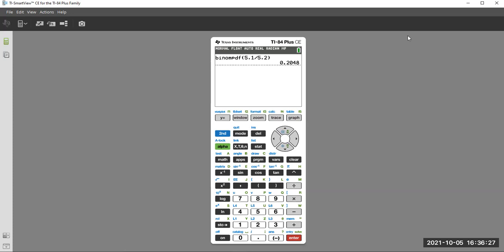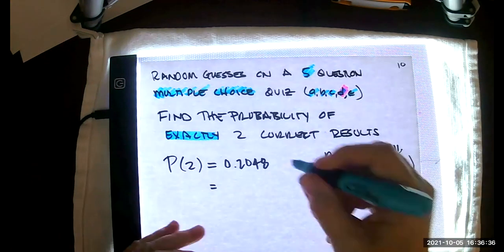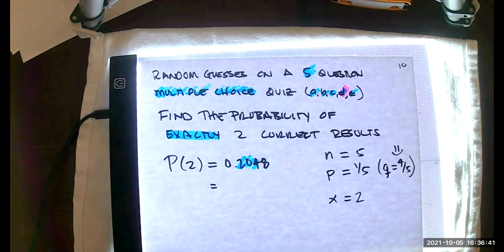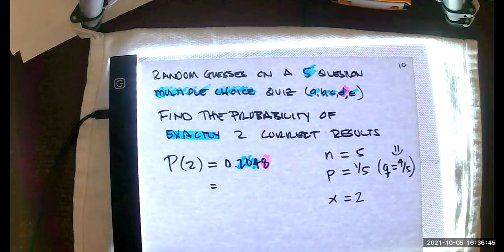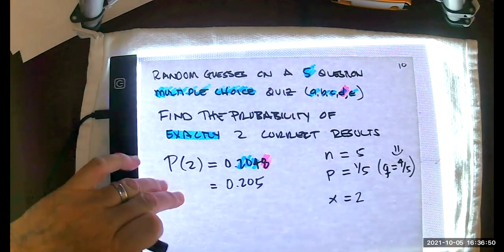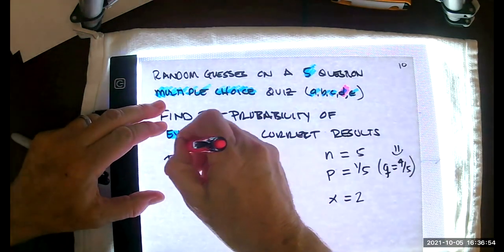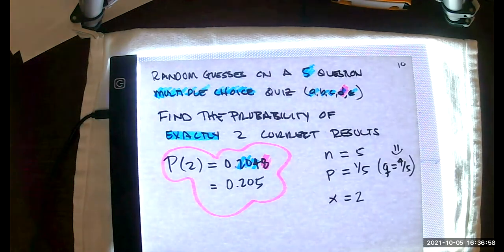All right. So that's it. 0.2048. I need 3 significant digits. The 8 tells me what to do with the 4, so 0.205. That wraps up that particular problem.